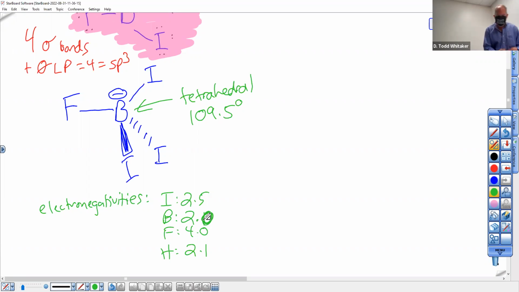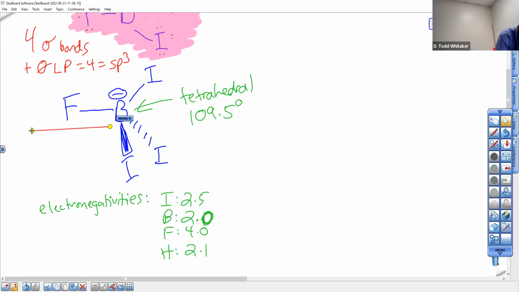Okay? And there we are, electronegativity. That means we have a dipole vector between the B and the F. And I'm going to draw it like this. Yeah, it doesn't quite point the right direction. It needs to point exactly along the bond. That's pretty close.